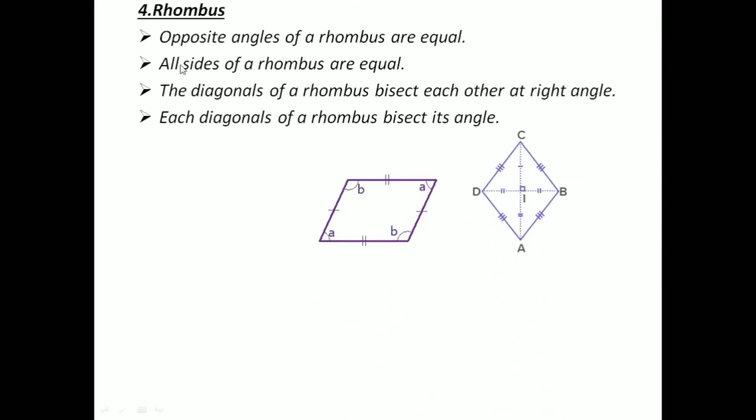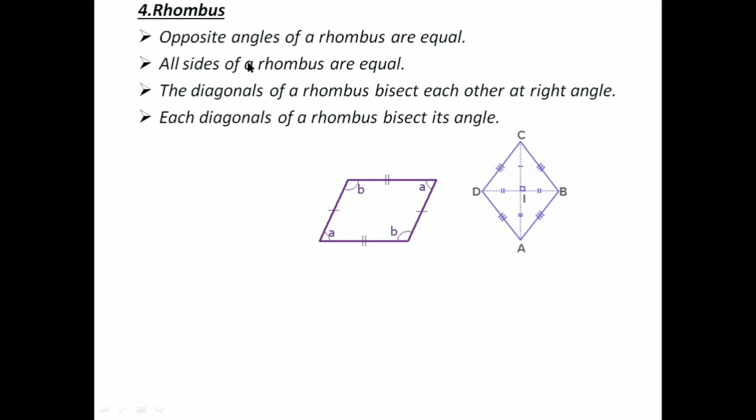This is rhombus. As I told you before also, this square is also a rhombus. Okay, but all the squares are rhombus, and all the rhombus are not square. Okay, you have to keep in mind that. We can say all squares are rhombus, but all rhombus are not square. Okay, and all the properties of square will be the properties of rhombus also.